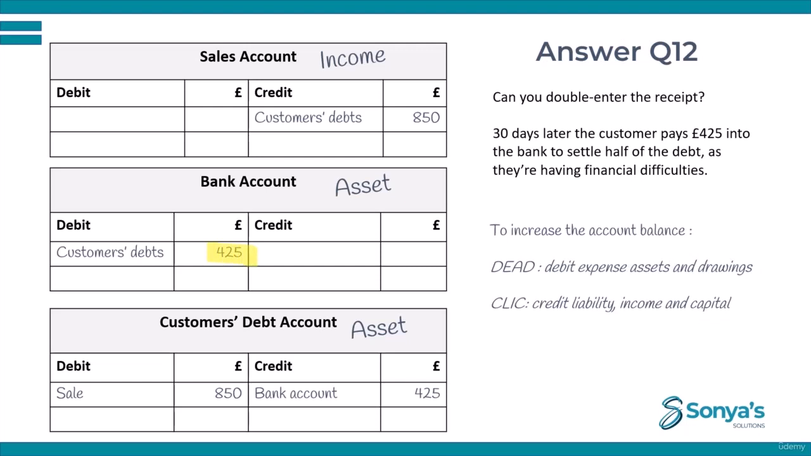Debiting the bank account increases the bank balance, the asset of cash, by £425. The customer's debt is on the debit side of the asset account. The balance needs reducing, so we credit it. Let's do two simple checks. The entries balance and the balance on the customer's debt account looks reasonable. It can be calculated as £850 minus £425 equals £425 outstanding.